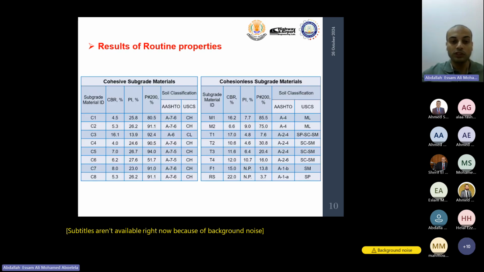As shown in the two tables, the values of routine properties for the investigated subgrade materials are the CBR value, plasticity index, percent passing sieve number 200, and soil classification according to AASHTO and the USCS. And we see that the local investigated materials are divided into two types, which are cohesive and cohesionless soils. And the cohesive ones are almost clay with high plasticity.